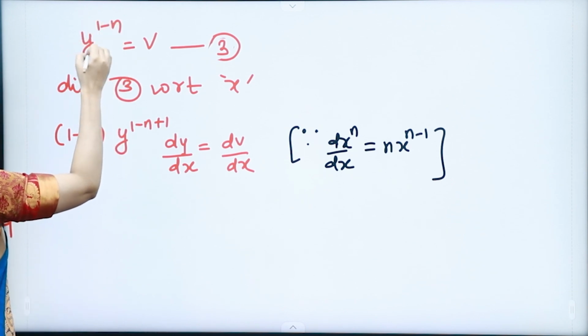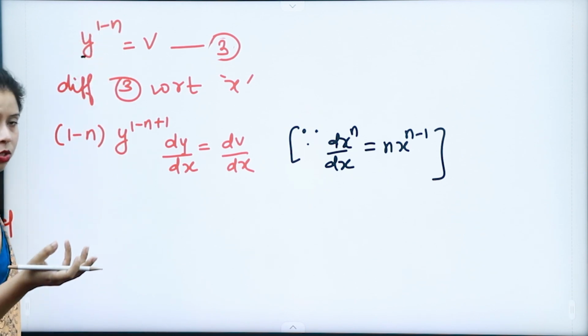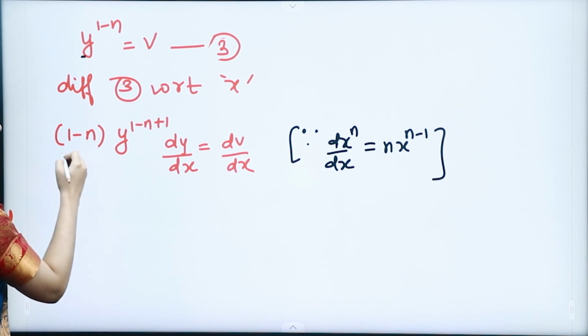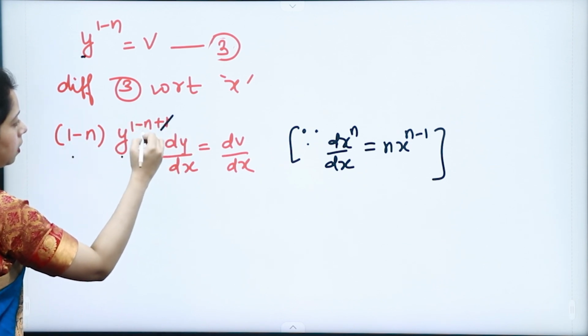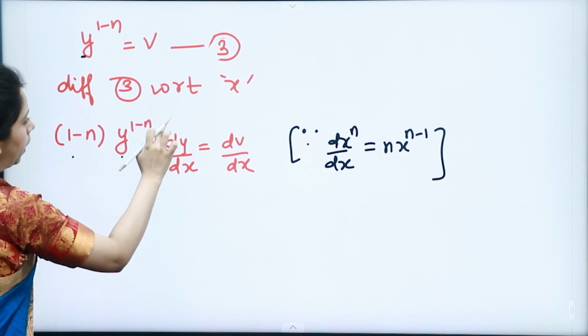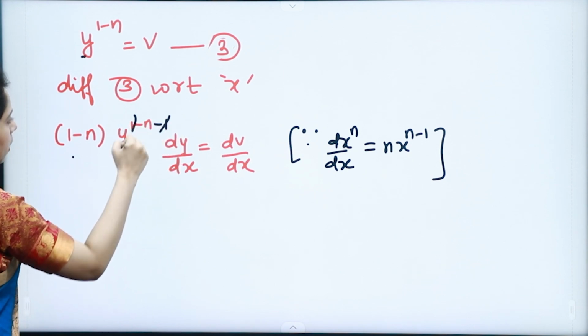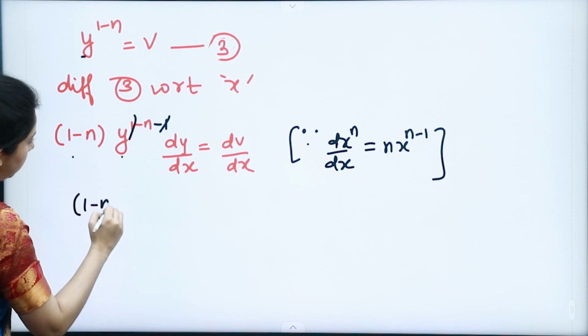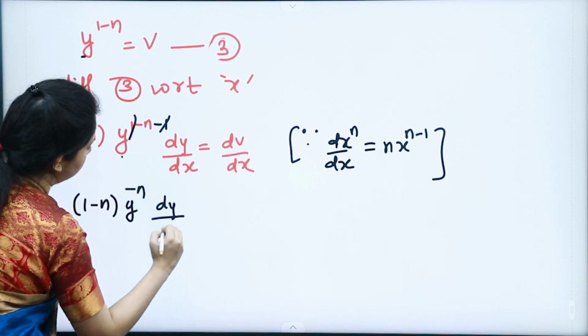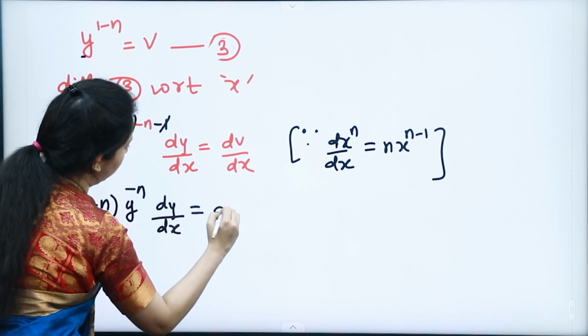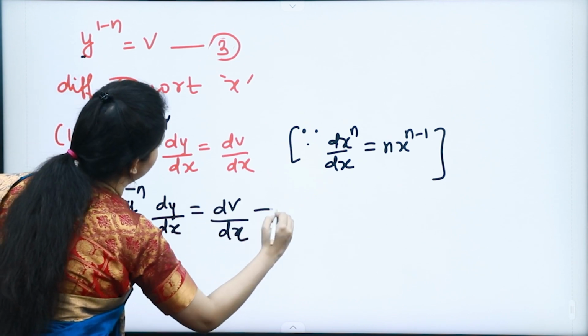Here y is a function of x, so we will have to use the chain rule that we have already discussed in the previous modules. So, n x raised to the power n minus 1, here the minus 1 and plus 1 will get cancelled. So, we will have (1 minus n) y raised to the power minus n, dy by dx is equal to dv by dx. We can mark this as equation number 4.